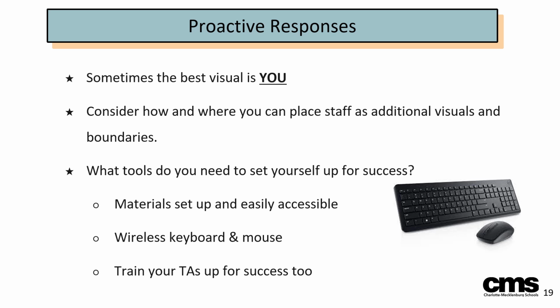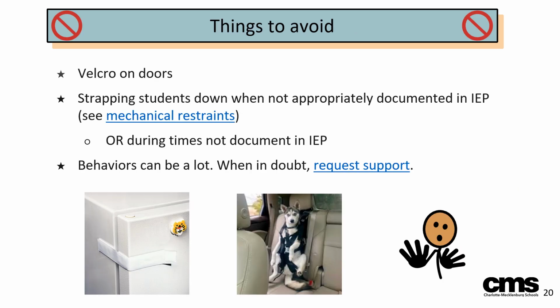What tools do you need to set yourself up for success? Materials set up and easily accessible, a wireless keyboard and mouse potentially, and make sure that all TAs are trained for success as well. A few reminders of things to avoid: Velcro on doors, as these are a fire and safety hazard, strapping students down when not appropriately documented in the IEP, or during times not documented in the IEP. Behaviors can be a lot, so when you're in doubt, make sure to request support from your school staff or EC department staff.